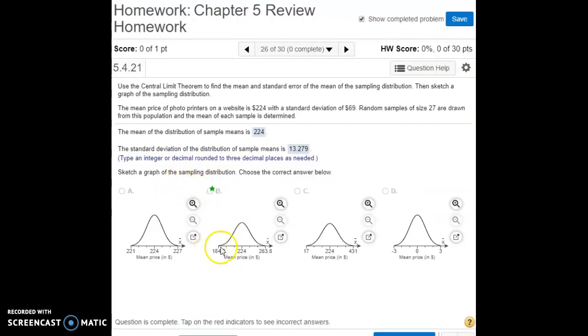The graph is going to look normal. The mean is going to be right in the middle. And then notice there's 3 tick marks marking off 3 standard deviations. So add your standard deviation value 3 times to the mean to get the upper number. Subtract it 3 times to get the lower number.